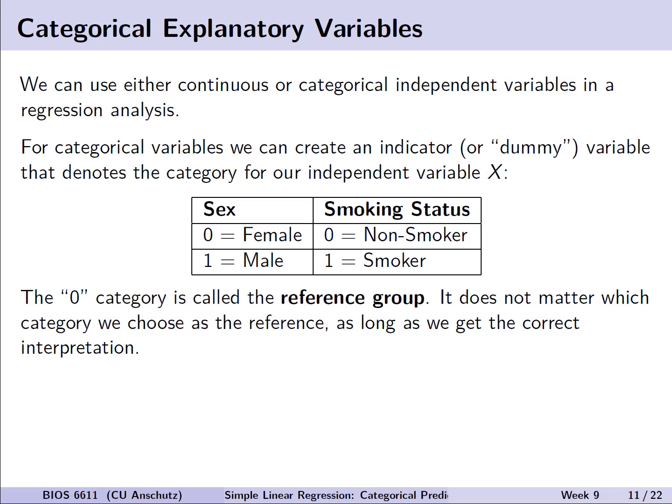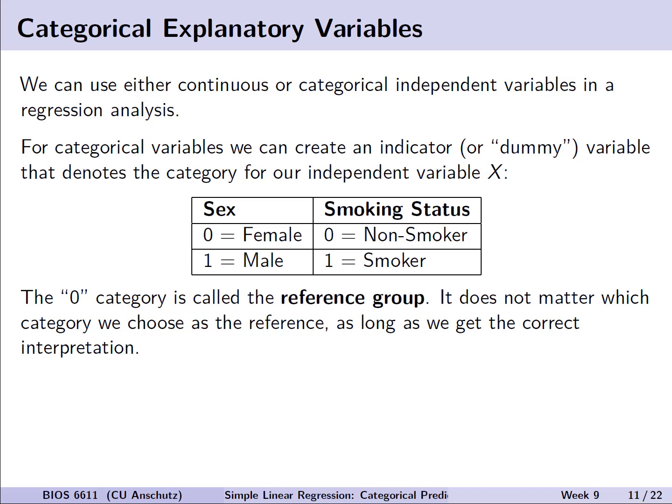One of the most popular and common ways to do this is by creating what we would call an indicator or dummy variable. It denotes which category this variable x is trying to summarize or represent. In the case of a two-category or dichotomous classification, we may have something like our case, where sex, we say 0 is equal to female and 1 is equal to male. Or maybe smoking status, where we say 1 is a smoker and 0 is a non-smoker. Whatever 0 is, that's what we call the reference group.